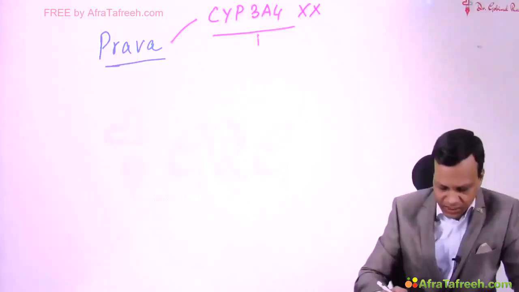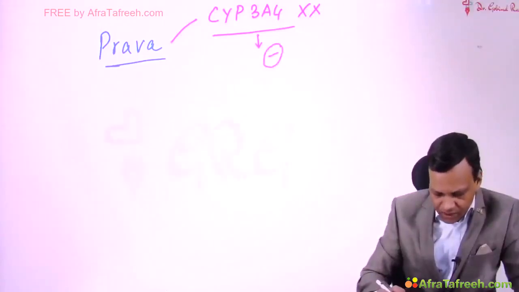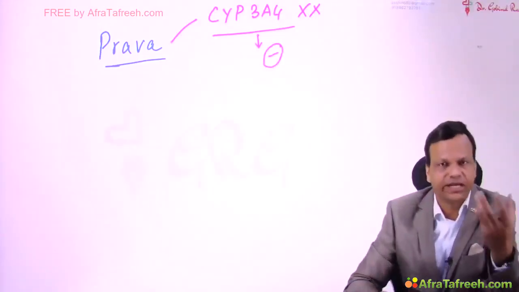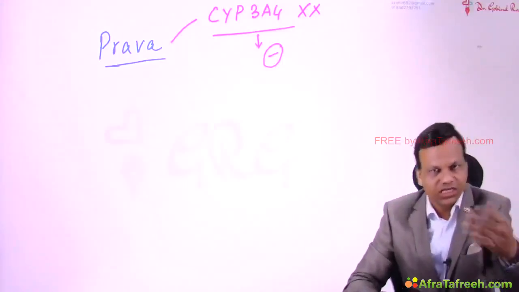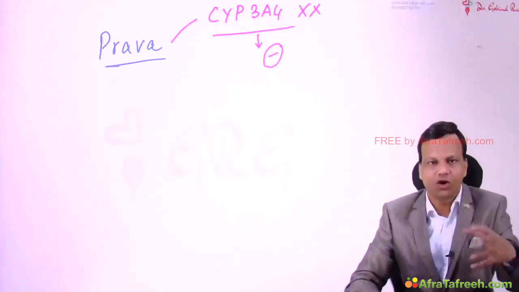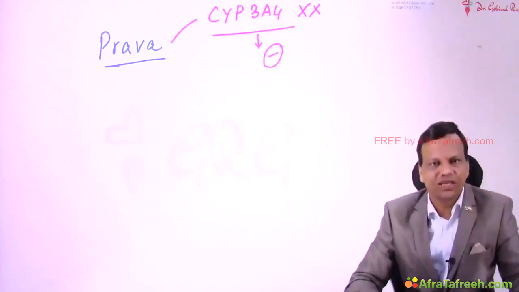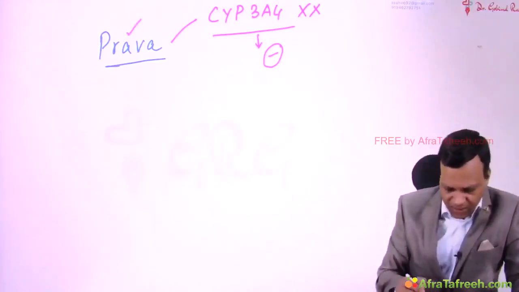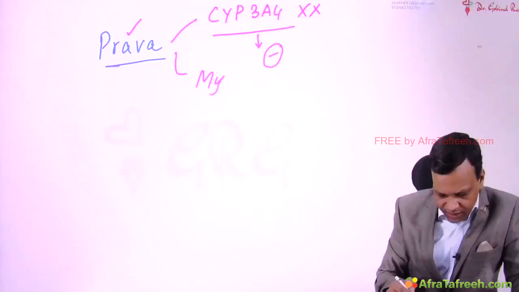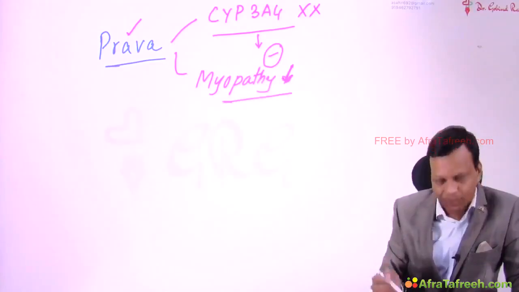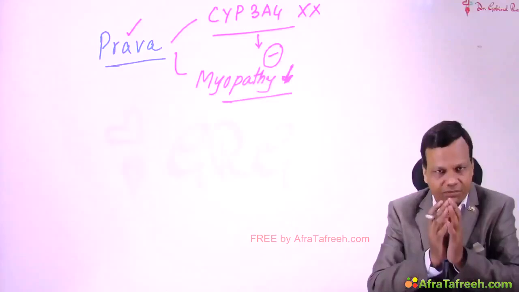All other statins, when we combine with CYP3A4 inhibitors like erythromycin, ketoconazole, they increase the risk of myopathy because their metabolism stops, plasma concentration increases, and that can result in myopathy. But the risk of myopathy is very less with pravastatin. Myopathy risk is very less, and one major reason is it is not metabolized by microsomal enzymes.